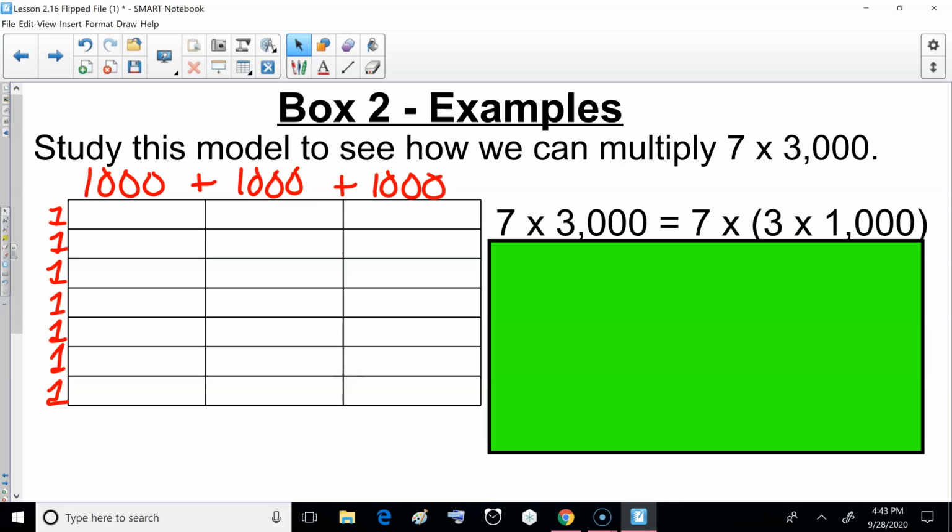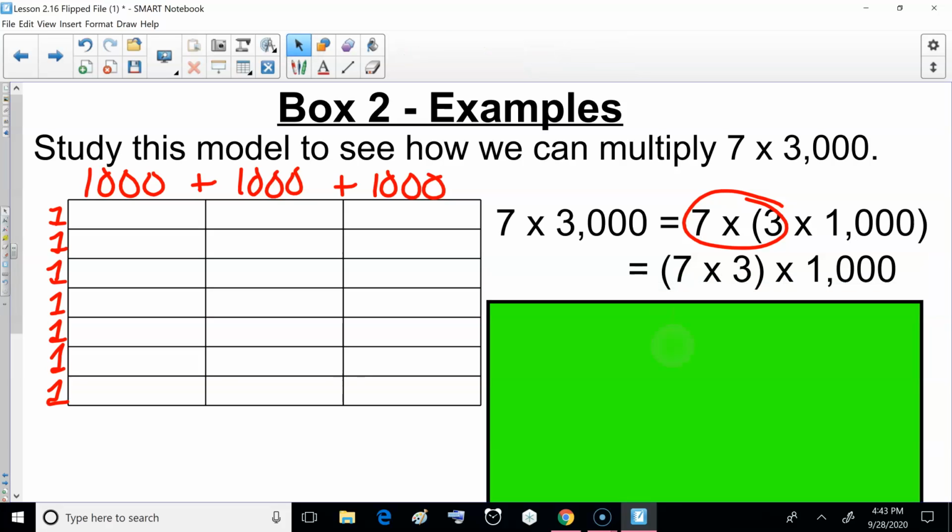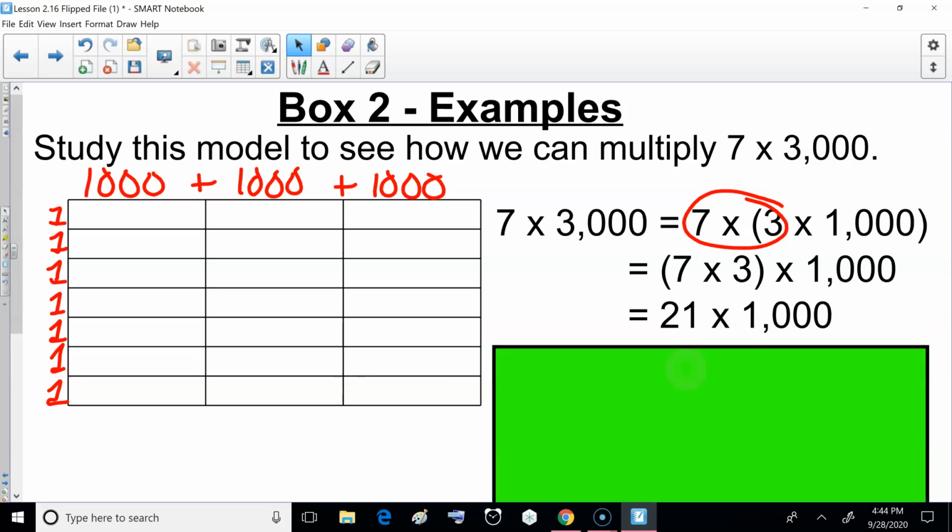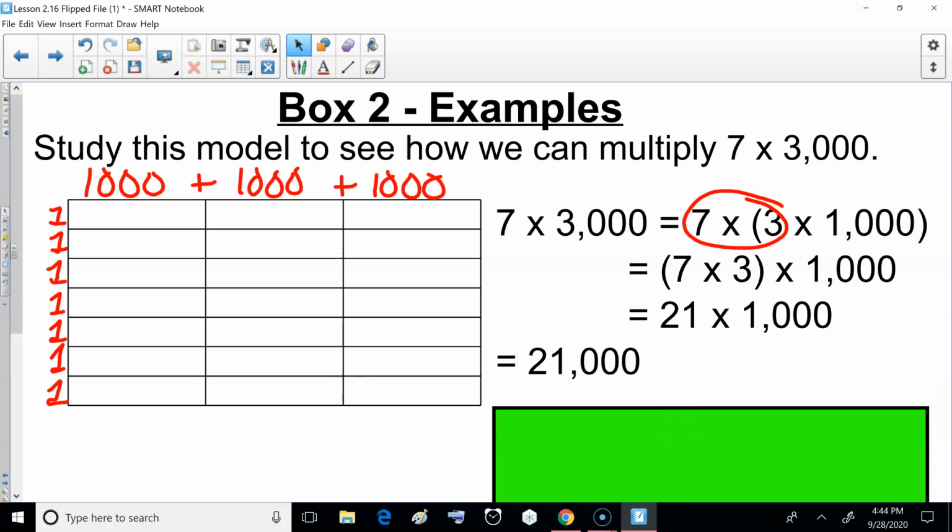Now we're going to put things together in easier multiplication terms. Let's look at 7 times 3 times 1,000. What is 7 times 3? 7 times 3 is 21. So that means we'd have 21 groups of 1,000. If we have 21 groups of 1,000, we have 21,000. So you can pause the video right now and copy how we broke this apart and moved it through. This is an example to help you with the problems you're going to see when it's your turn to work on it.